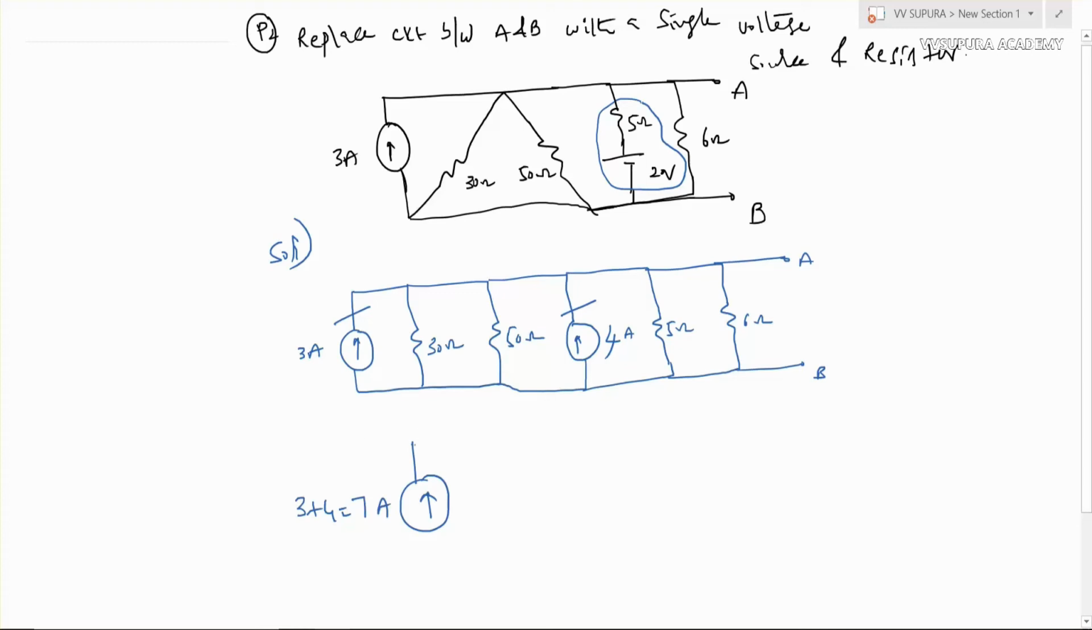And with a single resistor. Why? Because this 30 ohms, this 50 ohms, 5 ohms and 6 ohms are all connected in parallel. That will be 30 ohms parallel with 50 ohms parallel with 5 ohms parallel with 6 ohms. Okay. So after calculation, these four resistances connected in parallel give 2.38 ohms. So the problem does not end here.